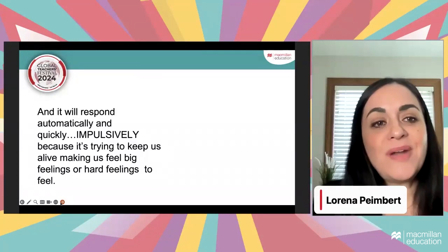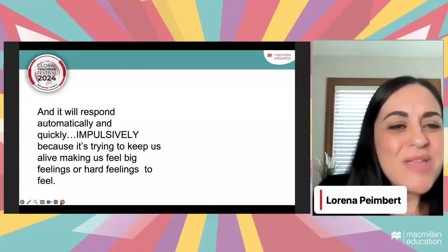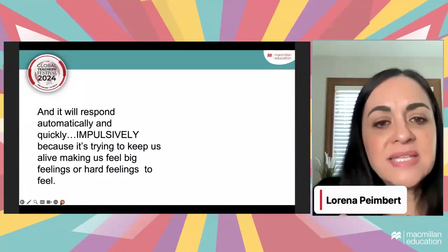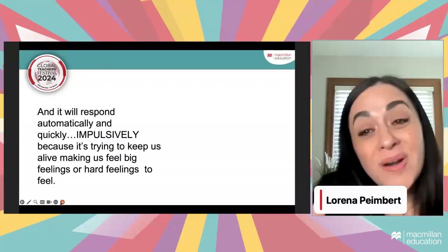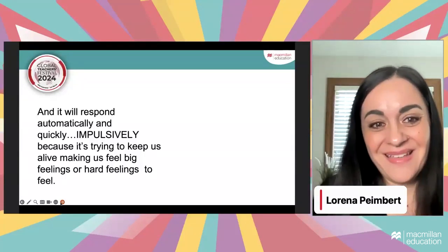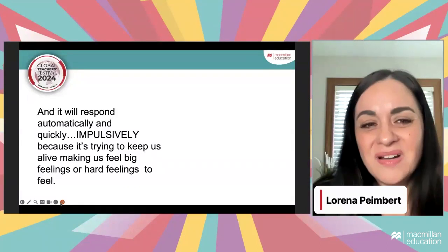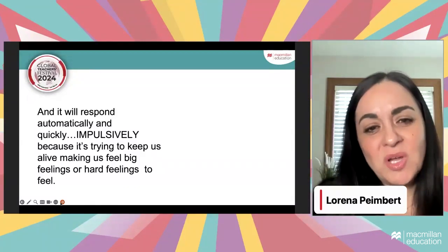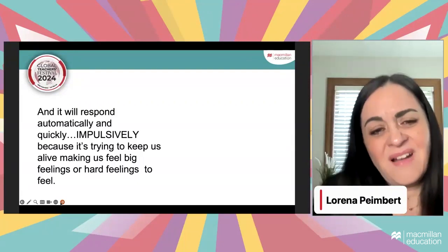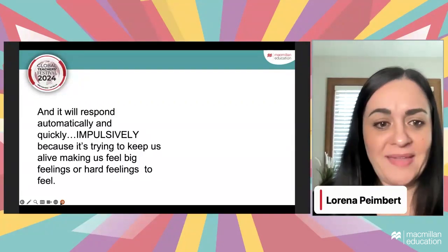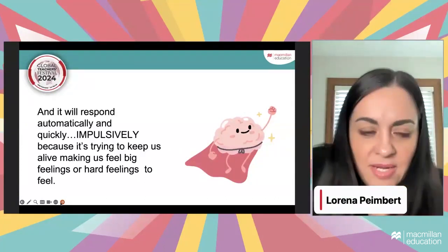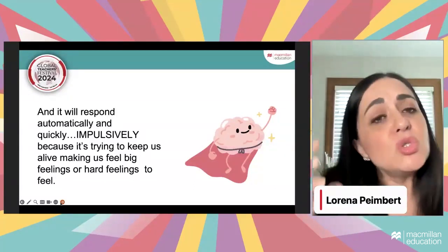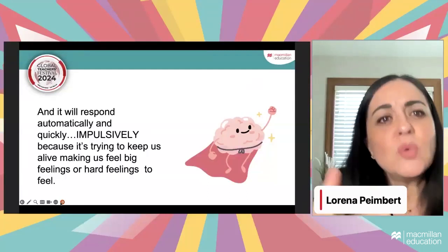And so when the brain feels stress, it's going to respond automatically, quickly, impulsively, because it's trying to keep us alive, making us feel big feelings or hard feelings to feel. This webinar is about how learning is affected by emotions, but emotions that are hard to feel. So the brain, because the brain is our hero, wants to keep us alive, and is going to act that way automatically to protect you.